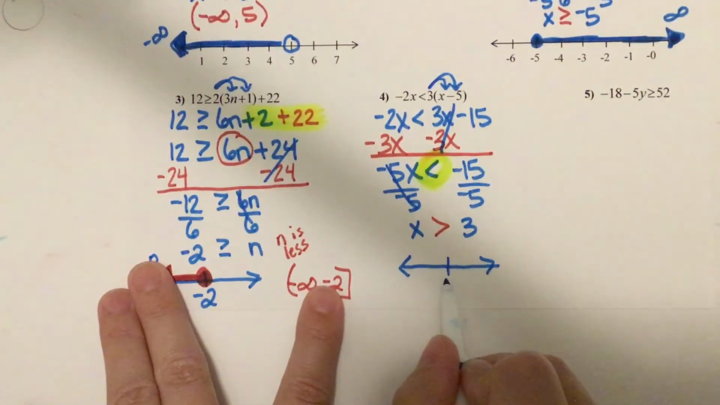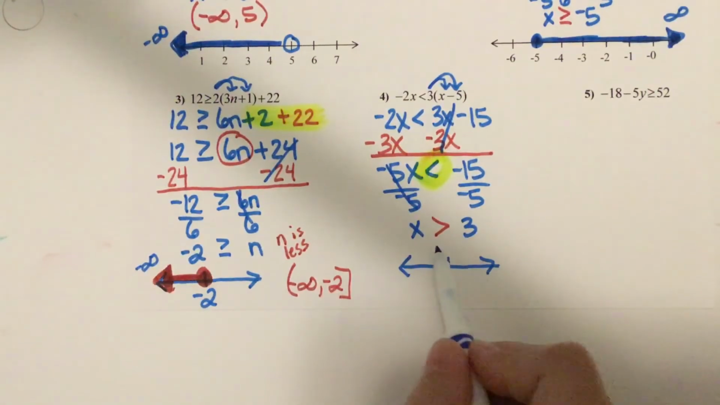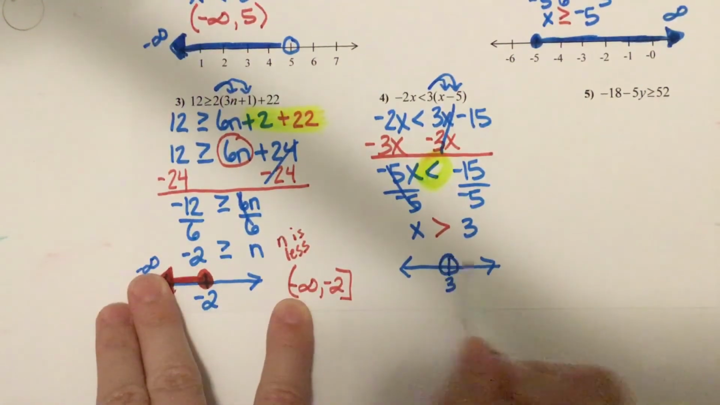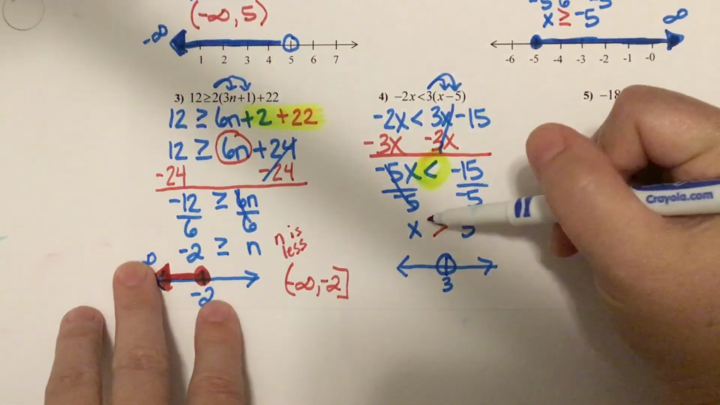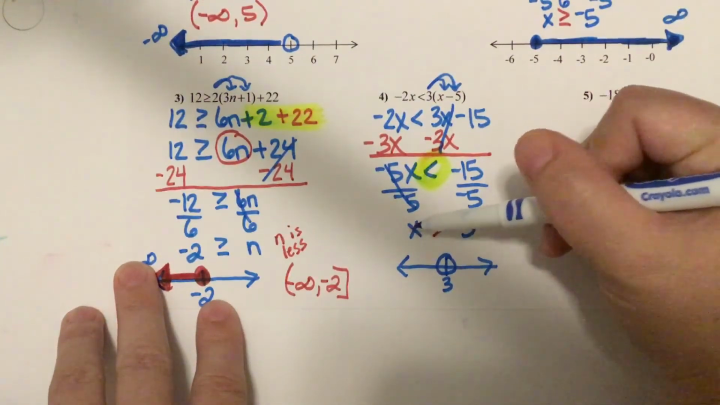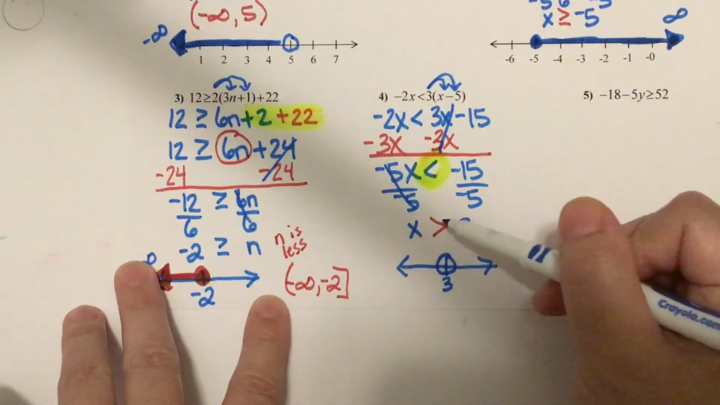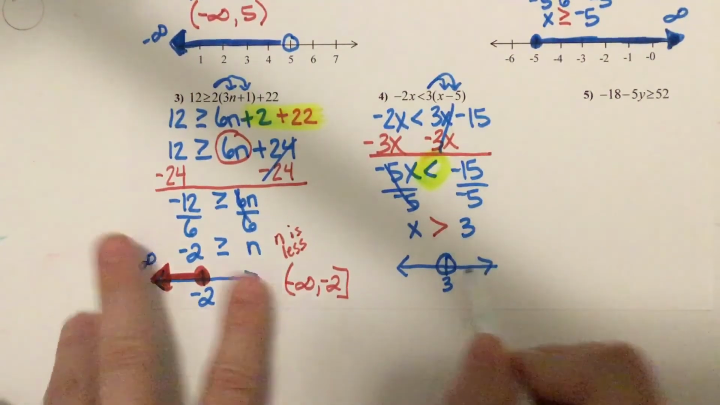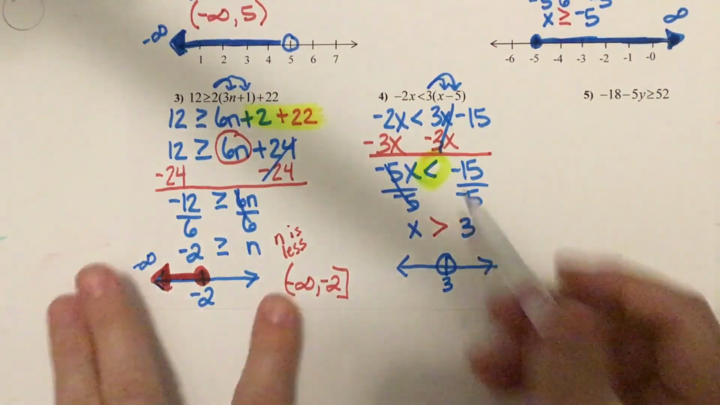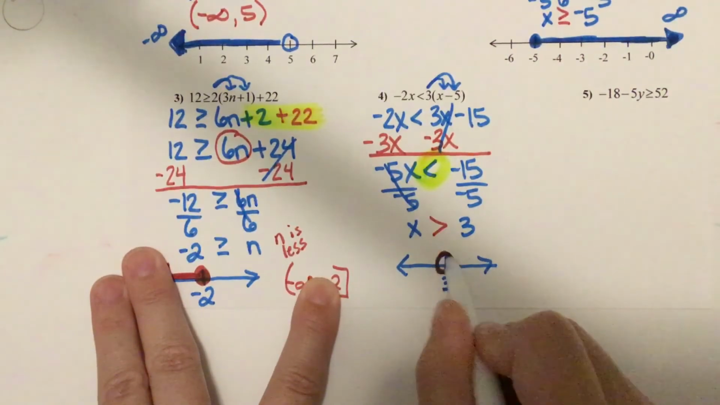3 is the number. Because there's no equals, it's an open circle. Now, this time, the big mouth is facing the variable. That means that the x is greater. So this says x is greater than 3, and greater is to the right. So I'm going to shade everything to the right.